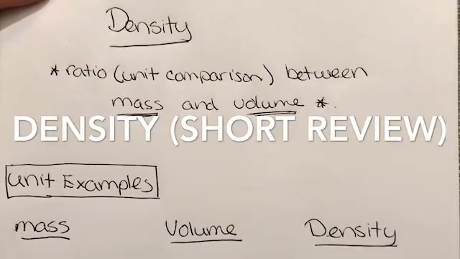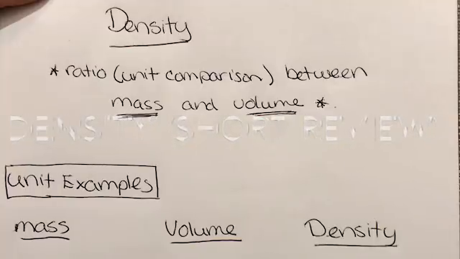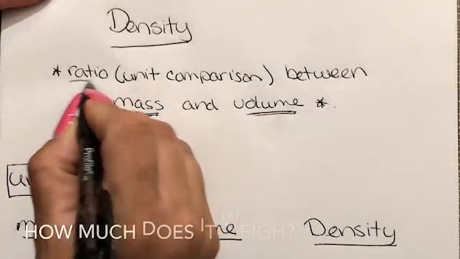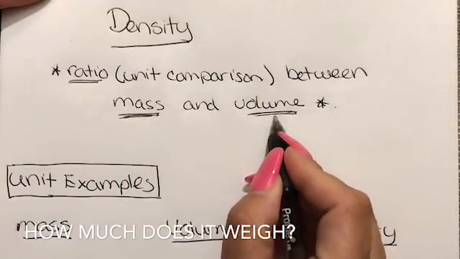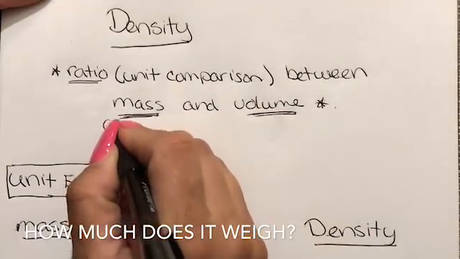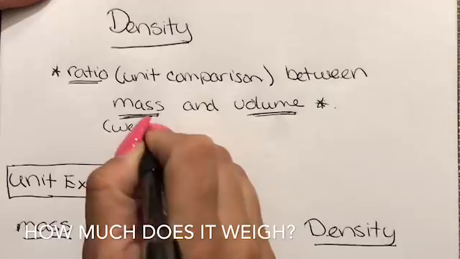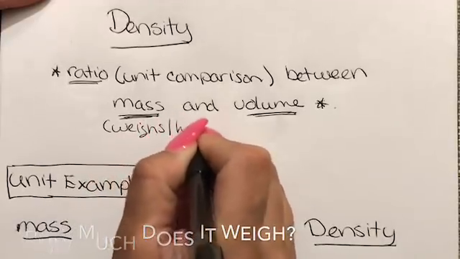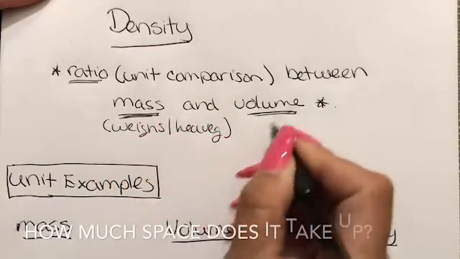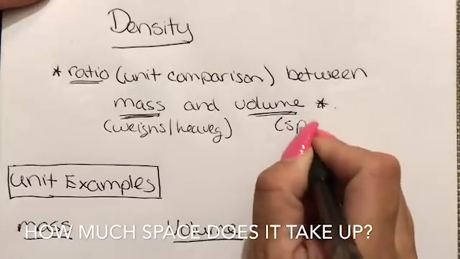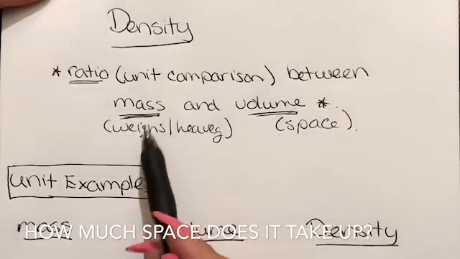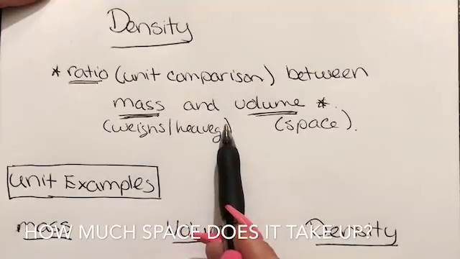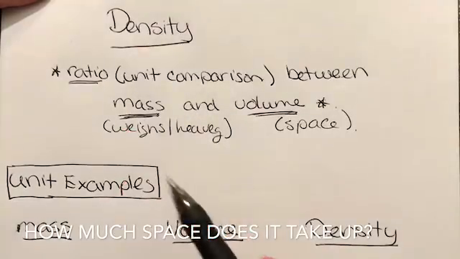In this video, we're going to talk about density. Now, density is a ratio between mass and volume. Mass has to do with how much something weighs or how heavy it is, whereas volume has to do with how much space it takes up. And when I compare the mass and the volume, I get what we call density.